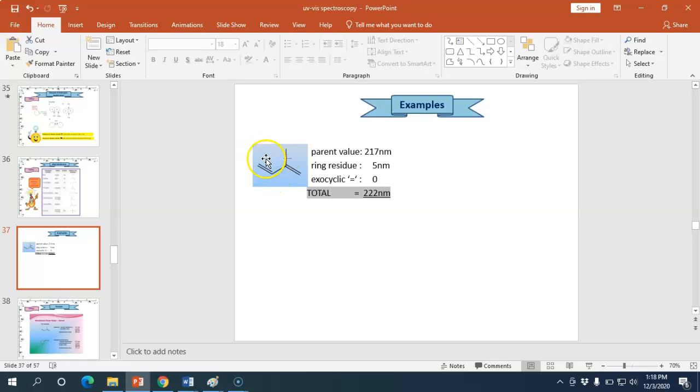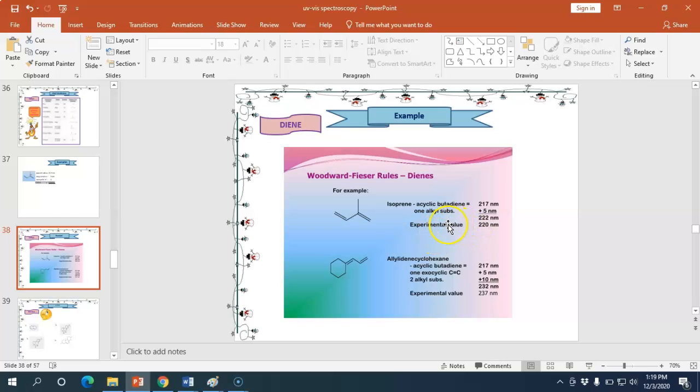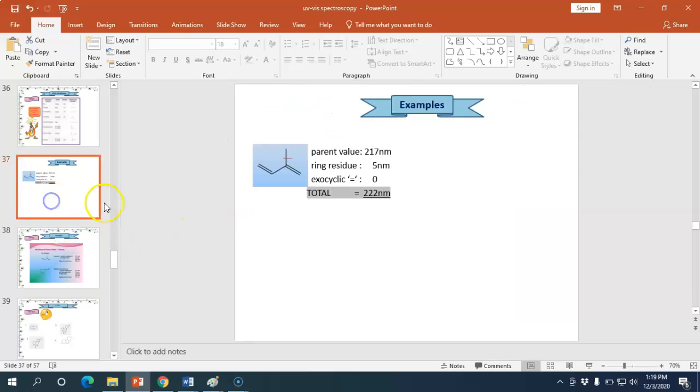Okay, dia tak ada structure yang complete. Dia macam structure dia tak betul-betul in aromatic ring lah, kan? Dia tak complete. Dia partially complete. So kita assume exocyclic tak ada. And the total is 222. Compared to the experiment value by using UV-Vis, we got 220. Okay, by our own calculation, we got 222. So, it is roughly approximately true for this manually calculated value of lambda max.